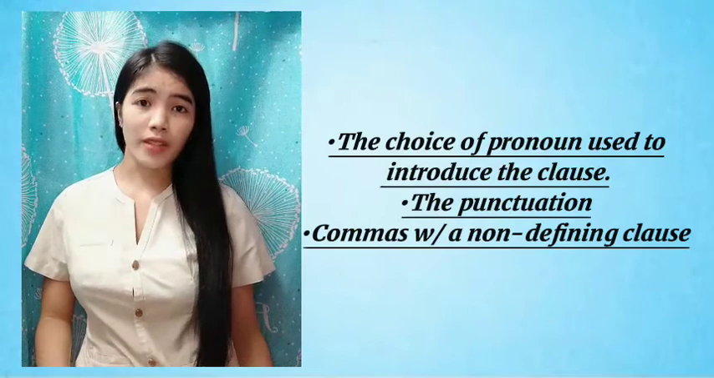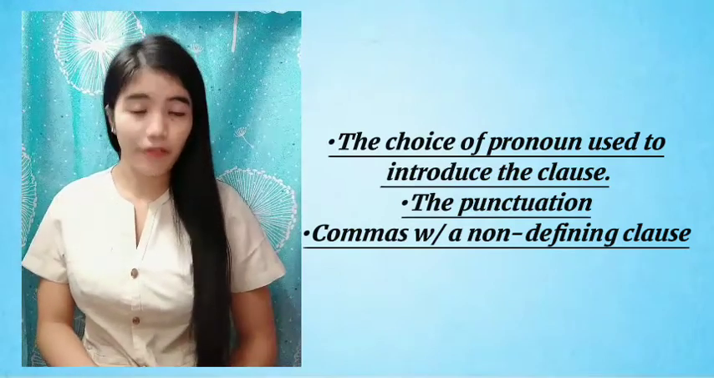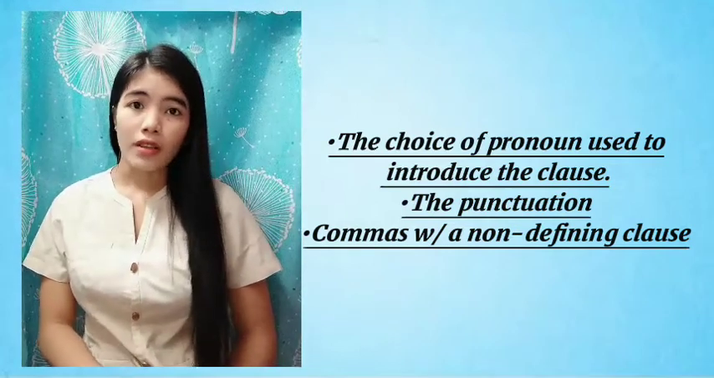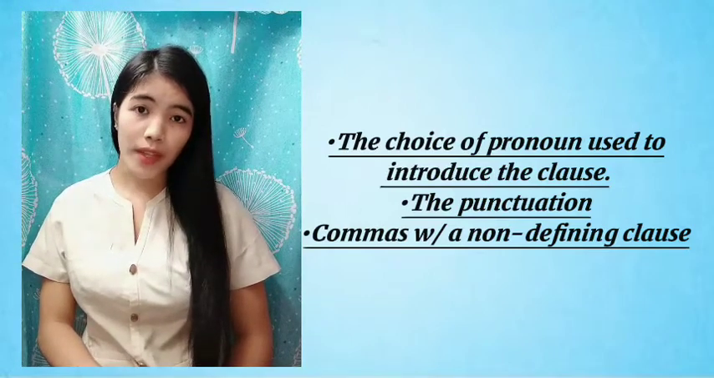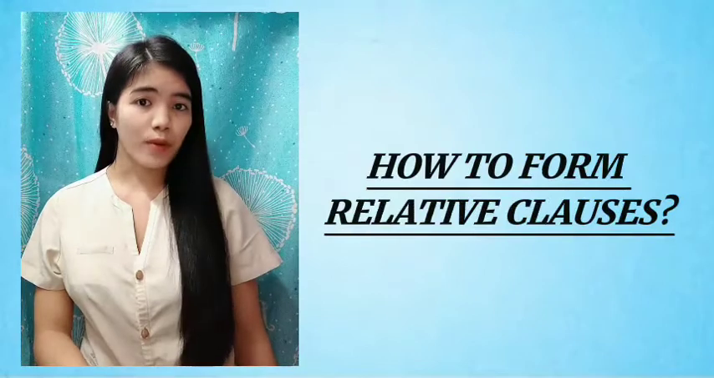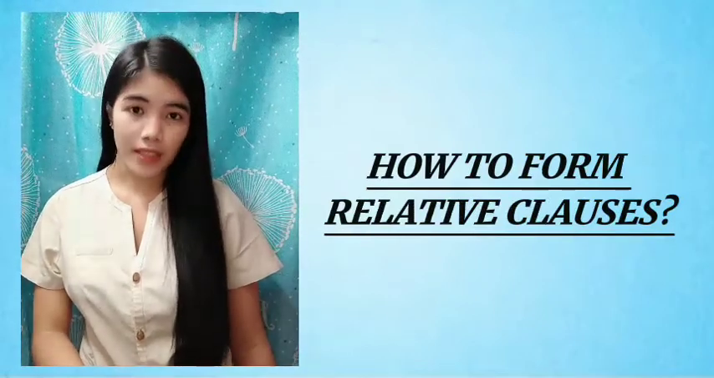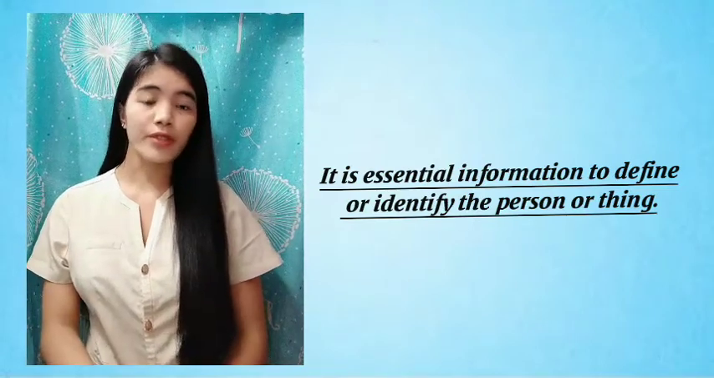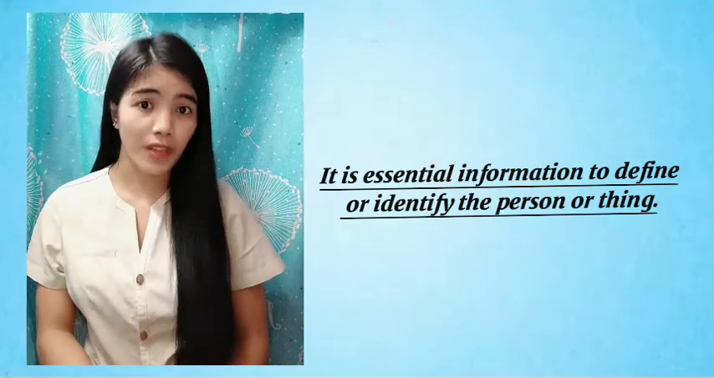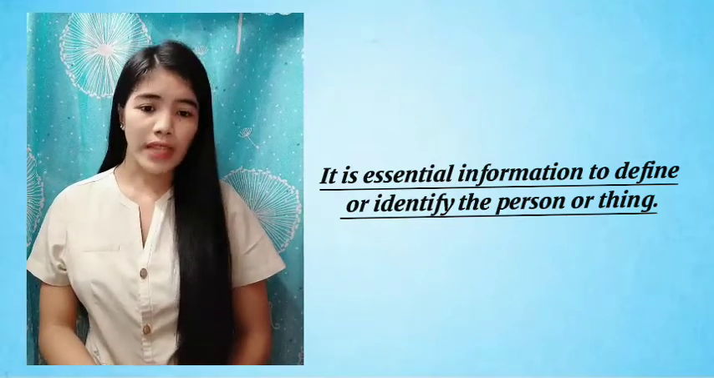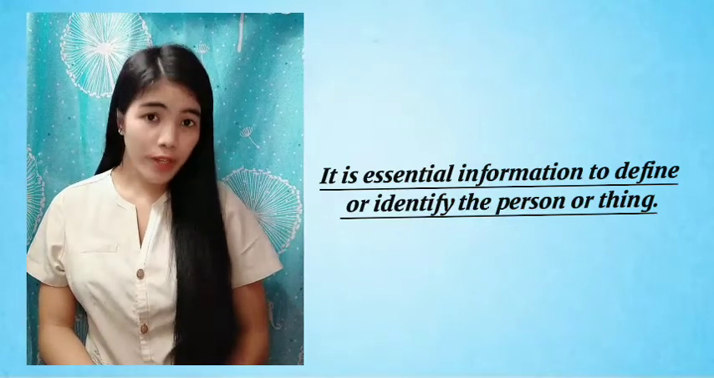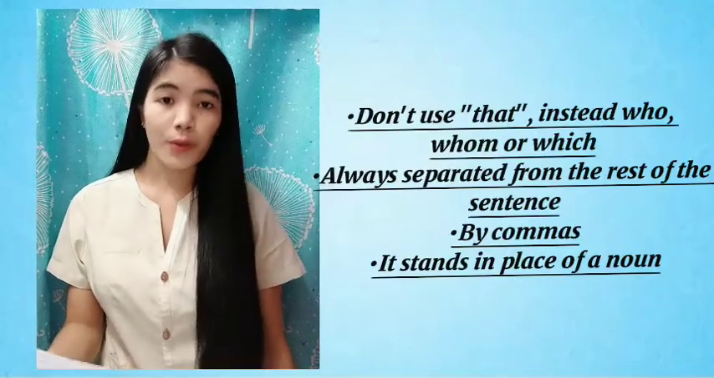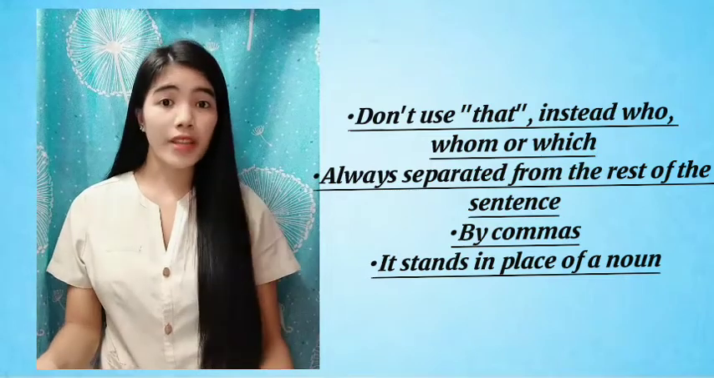It is important to know the difference between the two types of clause, as it affects the choice of pronoun used to introduce the clause. As for punctuation, you must use commas with a non-defining clause. And now, how to form relative clauses. As the name suggests, these clauses give essential information to define or identify the person or thing that we are actually talking about. Obviously, this is only necessary if there is more than one person involved.